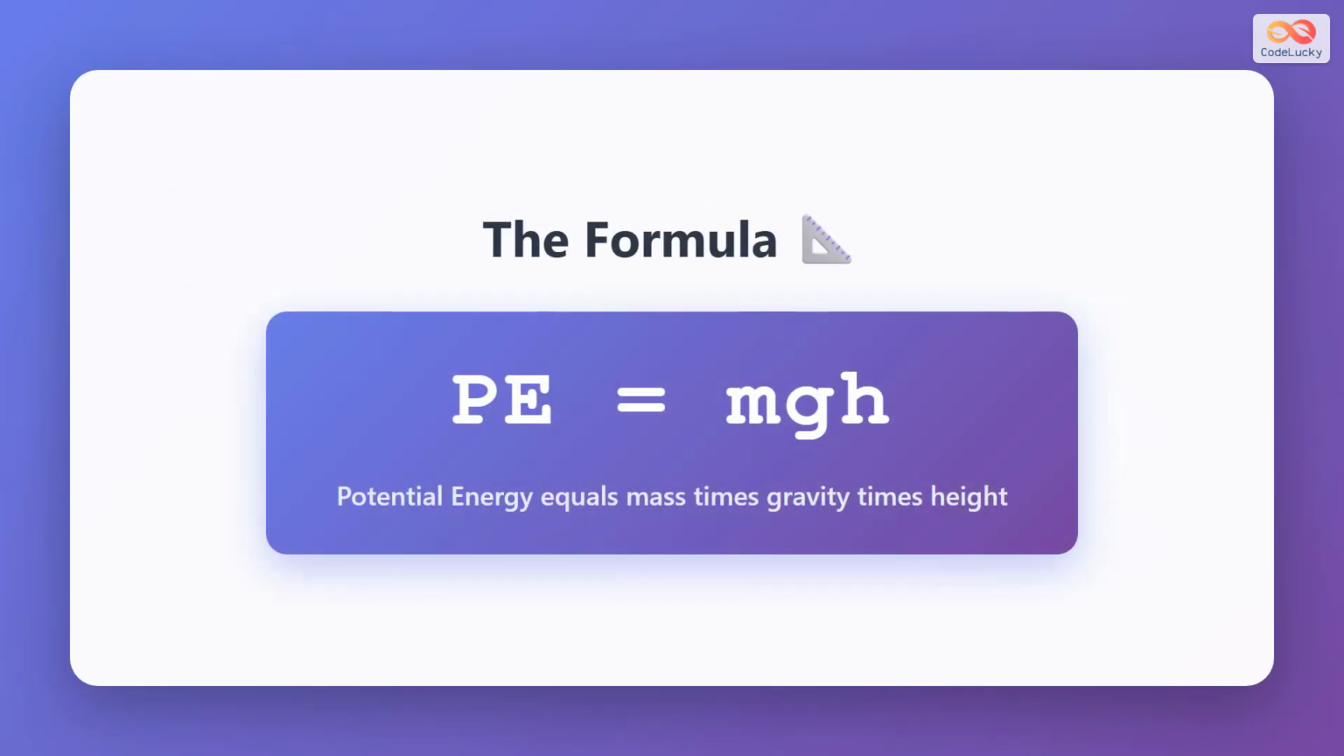The formula for gravitational potential energy is Pe = mgh. This simple equation tells us exactly how much potential energy an object has. Pe stands for potential energy, which is what we're calculating. It equals mass times gravity times height. This formula shows us that potential energy depends on three key factors, and if we know all three, we can calculate the exact amount of energy stored in any object.